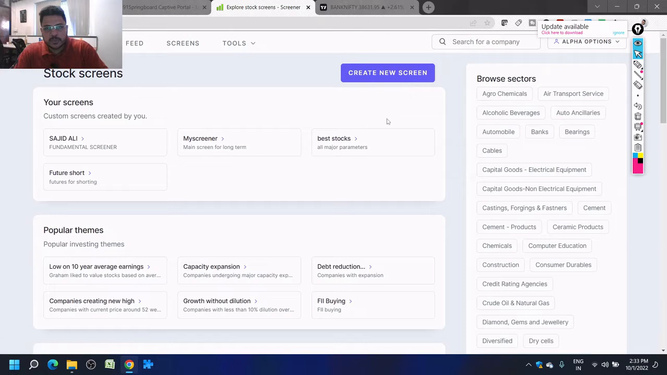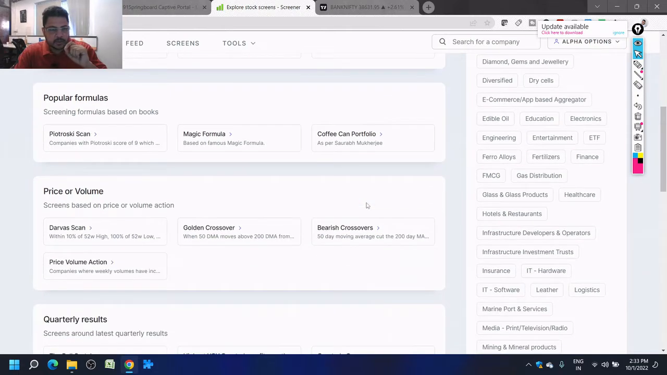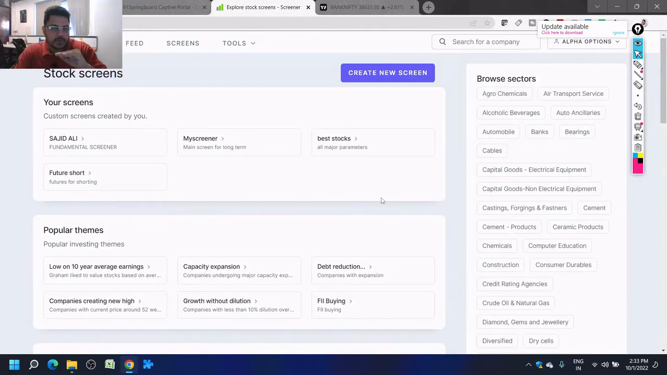So here in this screener, you can use any of the popular themes: low on 10-year average, capacity expansion, debt reduction, and all. But I'm going to show you a formula which I have written, and which has been good in identifying stocks which are decently performing, and it can give you a good return. A return of minimum 22% is one of the criteria we have. So let's go to that screener which I had created.